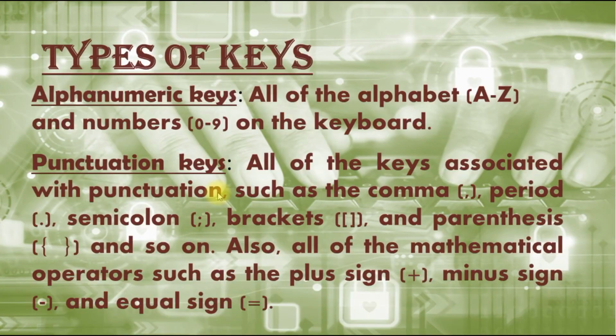Now let's see the types of keys on the keyboard. The first one is the alphanumeric keys. As you all know, in alphanumerics we have alphabets A to Z and numbers 0 to 9 on the keyboard. Then comes your punctuation keys. Now in punctuation keys we have commas, period, semicolon, brackets, parentheses and so on. And also all the mathematical operators such as plus, minus and equal sign.